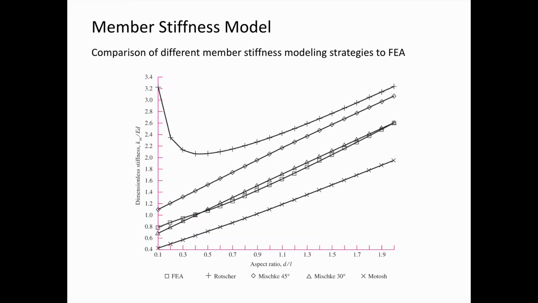Here's a comparison of a number of different member stiffness modeling strategies, and these are all compared to the results from finite element analysis. So here's the curve corresponding to the finite element analysis results, and here's the most accurate model. And in these models, one of the assumptions is, well, what is the angle of the frustum in the pressure cone? And it turns out using alpha equals 30 degrees results in a pretty accurate model.